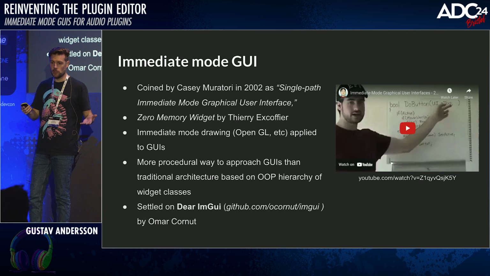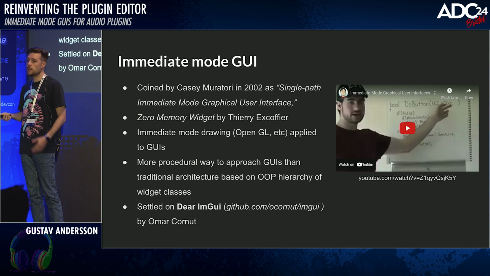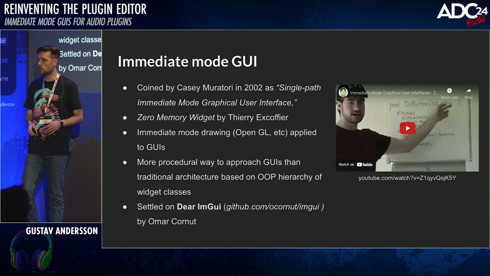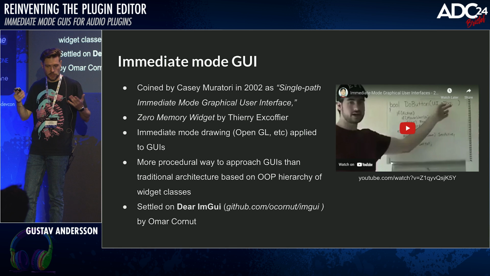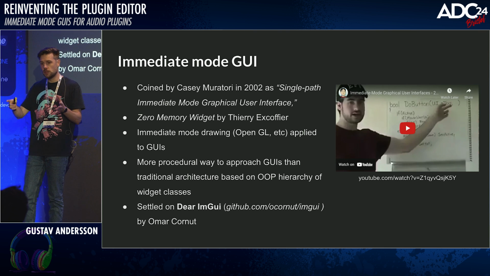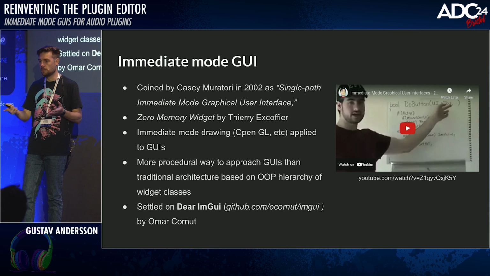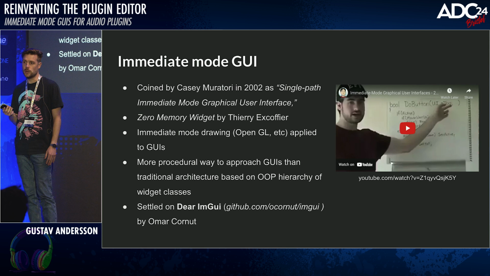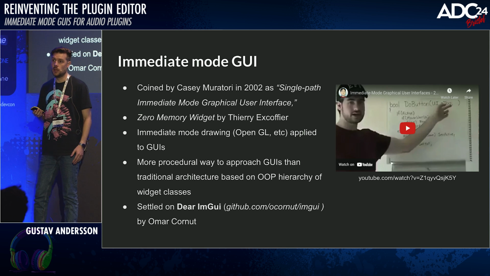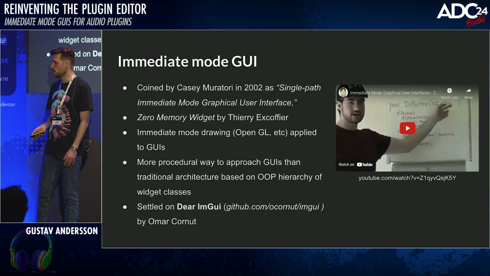There was Zero Memory Widget, another early implementation that was similar but didn't use the name. But the name itself is a nod to immediate mode graphics, like OpenGL, where you draw directly by calling functions, like draw a line, draw a circle, etc. And kind of applying that to graphical user interfaces: draw a button, draw a knob, and process what's done with it. And the framework that I settled on, the library, is called Dear ImGui, because I felt that was the most mature and well-maintained project in the genre.